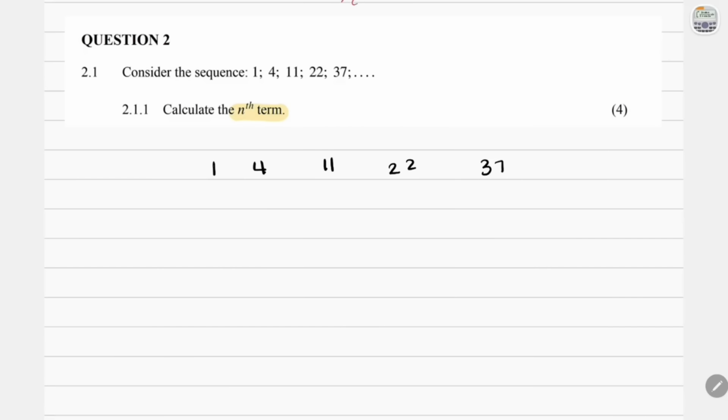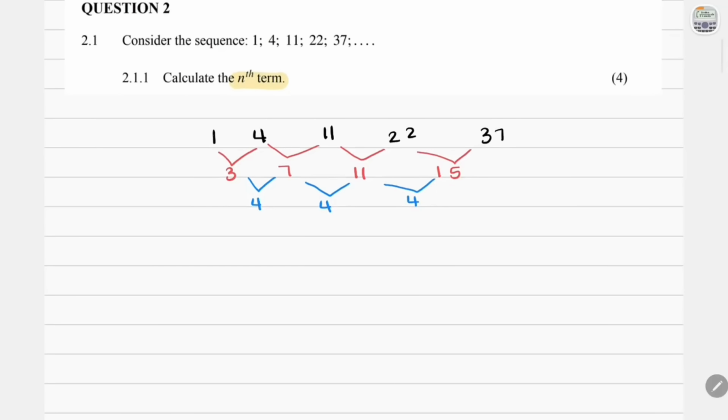So let's see if we have a first difference. So we're going to say term 2 minus term 1. So this is 4 minus 1, which is 3, and then 11 minus 4, which is 7, 22 minus 11, which is 11, and then 37 minus 22, which is 15. And then let's see if we have a second constant difference. So 7 minus 3 is 4. And we also know that 11 minus 7 is also 4. 15 minus 11 is also 4. So this is a quadratic sequence.